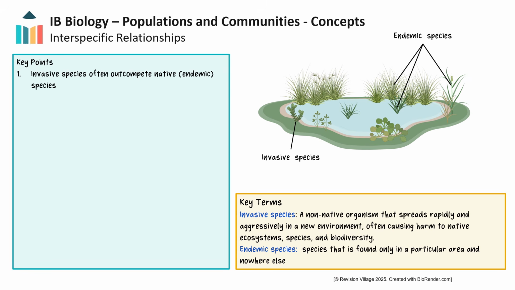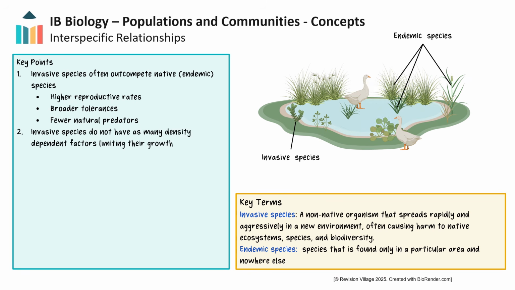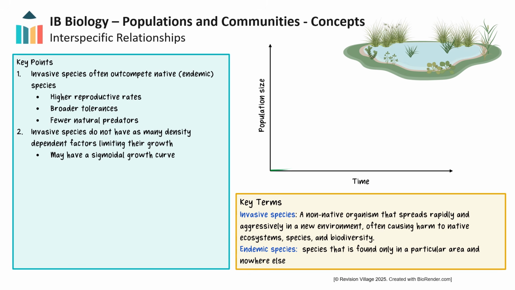Invasive species often outcompete native or endemic species by having higher reproductive rates, broader tolerances, or fewer natural predators in their introduced environment. In established ecosystems, density-dependent factors regulate the population sizes of endemic species. When invasive species enter an area, often the factors that would control their growth are not present. For instance, if they have no natural predators, then they may experience a classic sigmoidal growth curve.